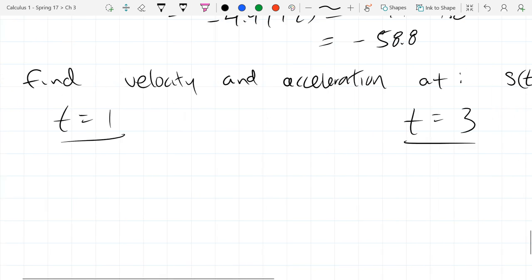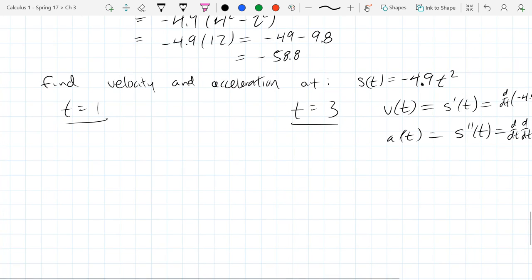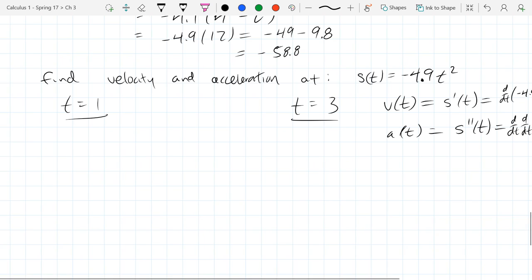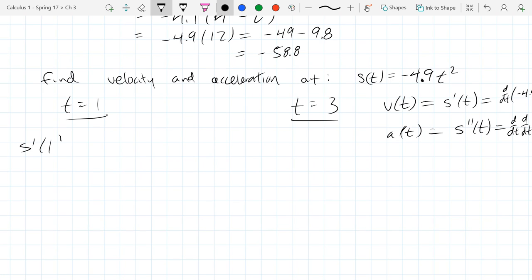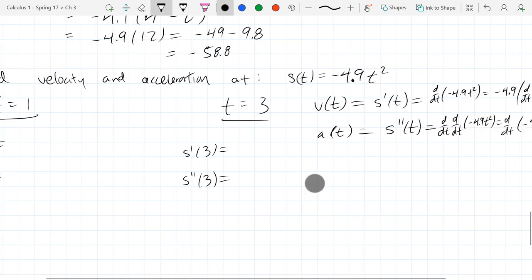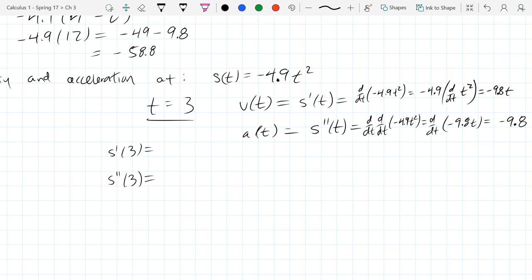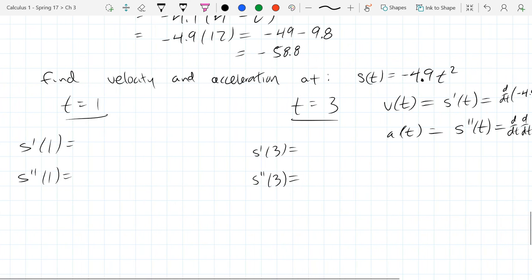So let's go ahead and answer these questions. We have all the calculus computed. You just have to plug in: what is s prime of 1 and s double prime of 1? That'll tell you the velocity and acceleration at time 1, and do the same thing at time 3. It's not very exciting to plug into the acceleration function. It's just negative 9.8, but the other function you'll get different values out of. So the acceleration is constant, so that's a little bit boring.